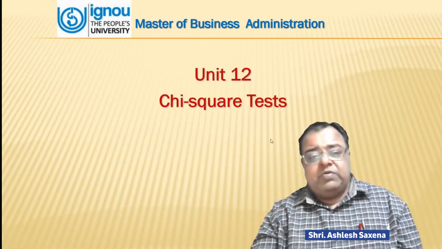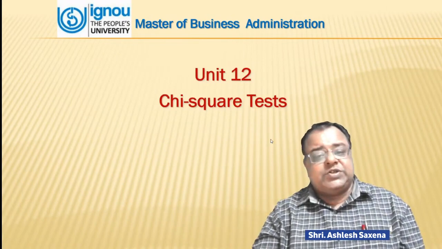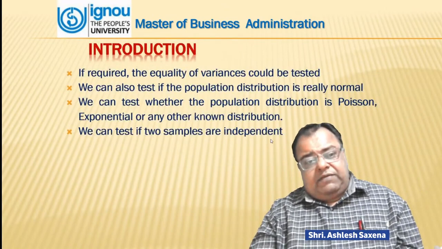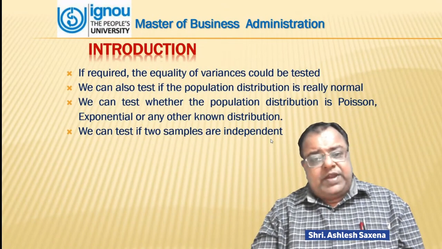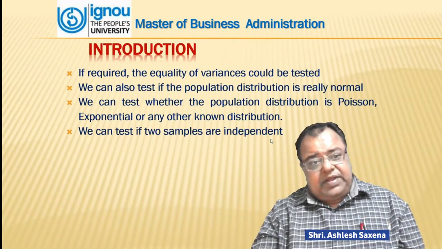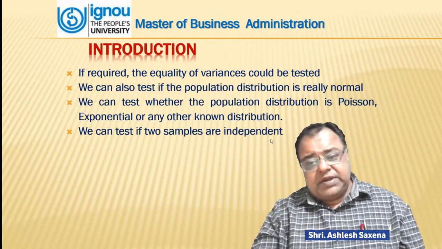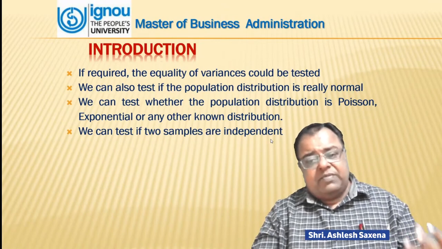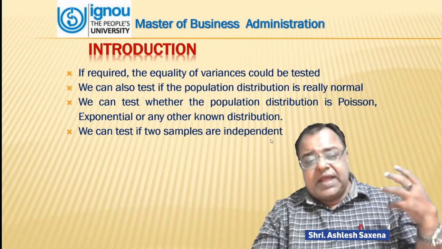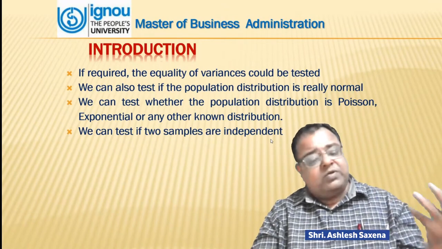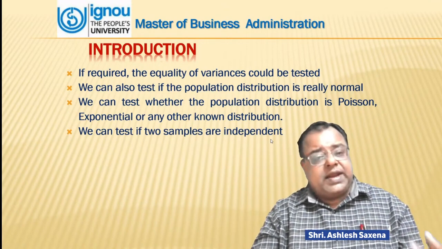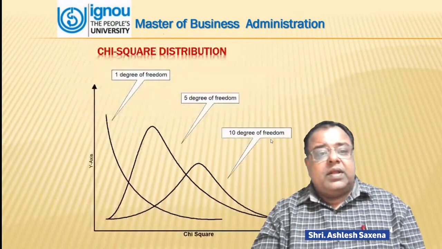Now, we move on to unit 12, that is related to chi square test. If required, the equality of variances should be tested. We can also test if the population distribution is really normal. We can test whether the population distribution is Poisson, exponential, or any other known distribution. Here we can also test if two samples are independent.